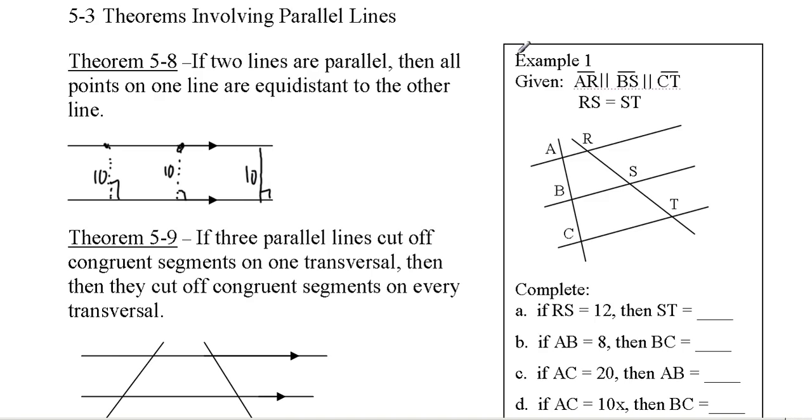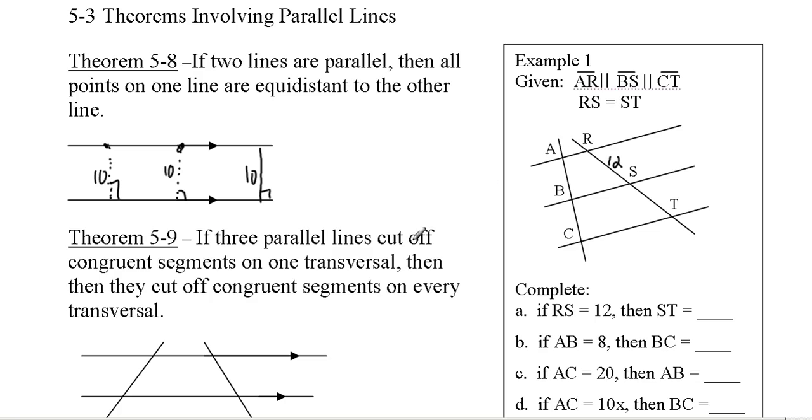Okay, now looking over at example 1, it says we have 3 sets of parallel lines, 1, 2, 3. It says if RS is 12, then ST must be what? Well, we're saying here, oh, I'm sorry, I forgot to do theorem 5.9 first.